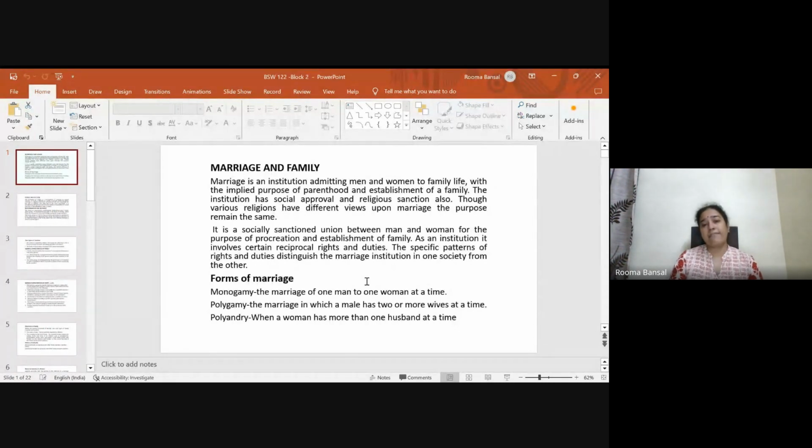There are some functions of marriage, why marriage is necessary: for companionship, for procreation, for bonding, for mutual respect and understanding also.